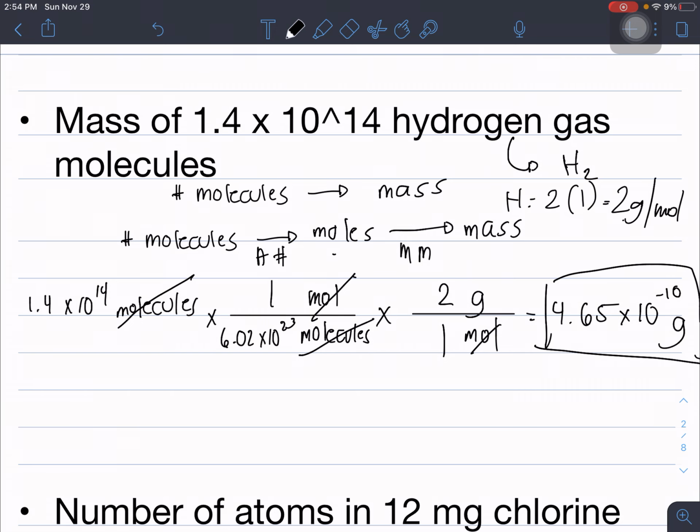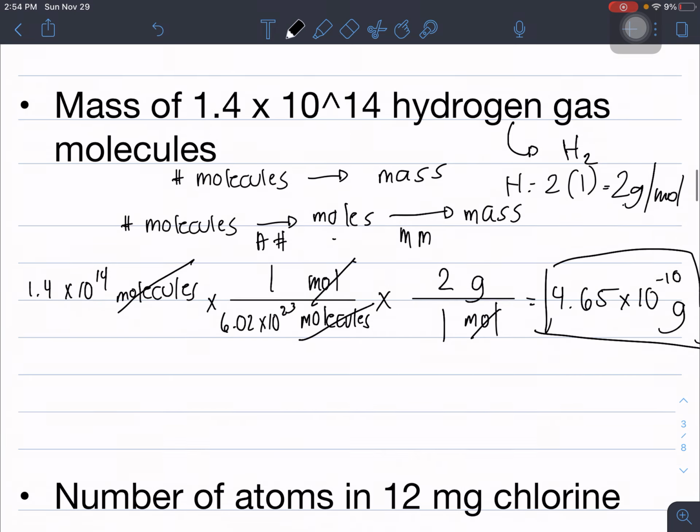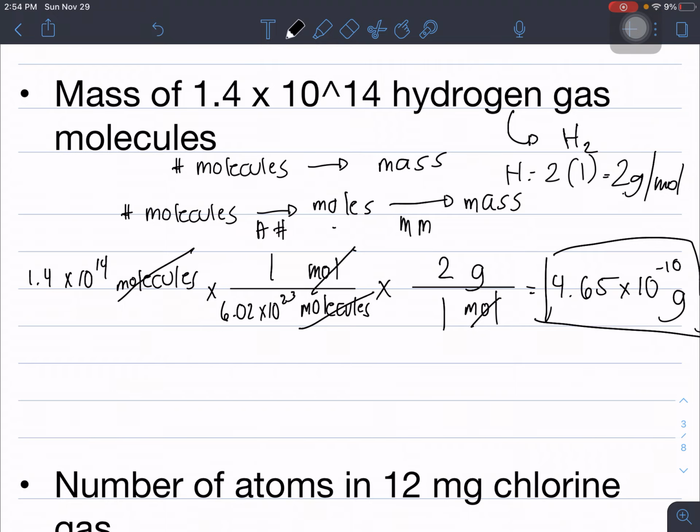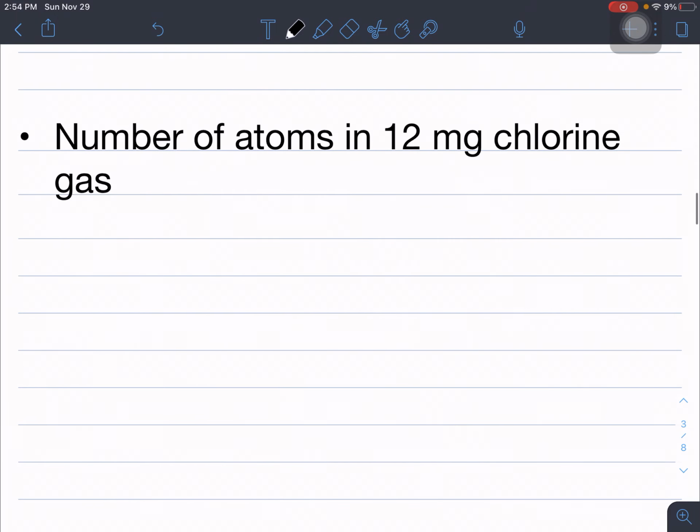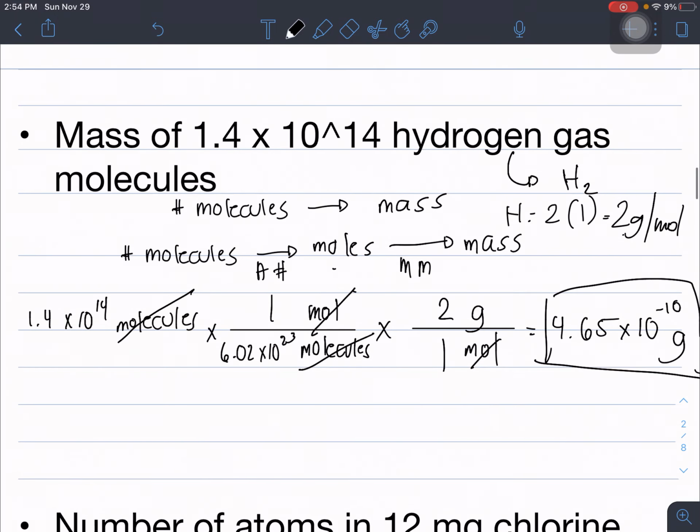Okay, so examining these values, as you can see, the number of molecules is around 140 trillion molecules. Yet, despite the number of those molecules, we only arrive at a very small amount of mass. So apparently the mass is still very small.